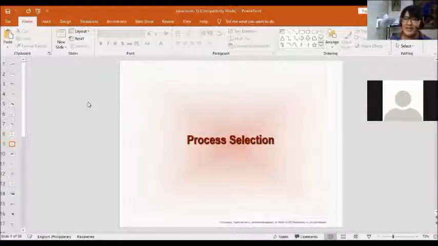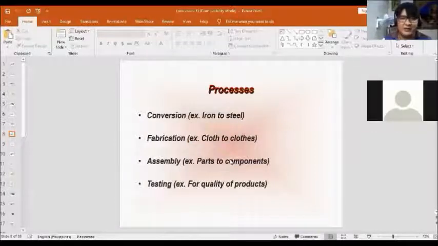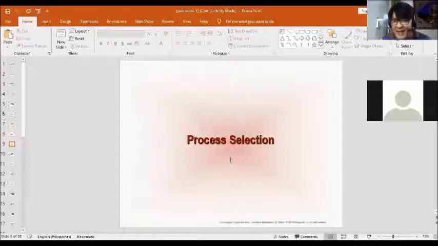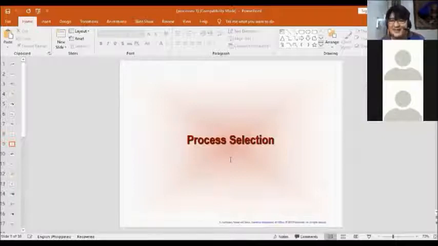Okay? And how do we do process selection? So bago tayo pumunta dun sa process selection, maybe one of you could share also your process. Anong klase ba yung process na ginawa ninyo? Is it a conversion, fabrication or assembly? Okay, sige, Limuel. Hello Limuel, good afternoon. Good afternoon, sir.